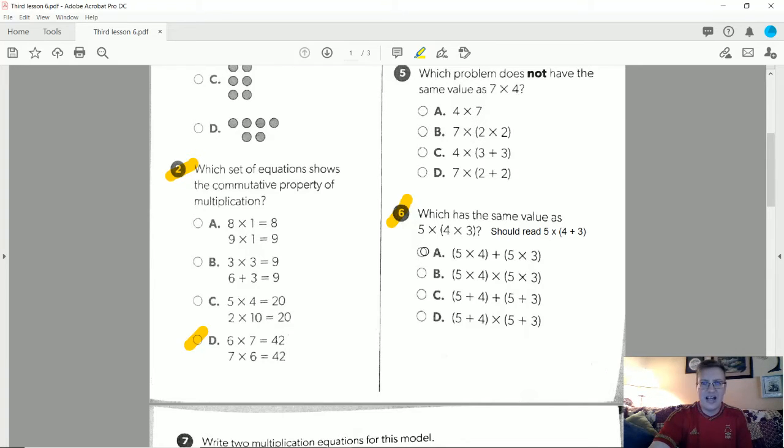I always find out after the fact which problems are the ones that have the typos. And so this is my 3rd year doing this book, but I still occasionally forget. So letter A would be the one that would match that. So if I split this part separately, I would get 5 times 4 plus 5 times 3. And so if I do that, I would get 5 times 7 inside here, which would be 35. And then I would have 20 plus 15, which also gives 35.